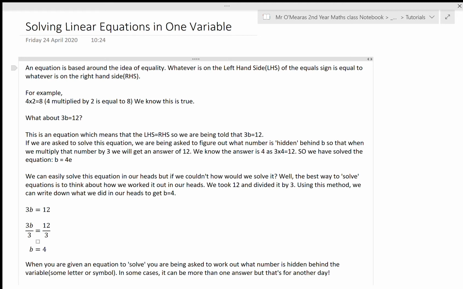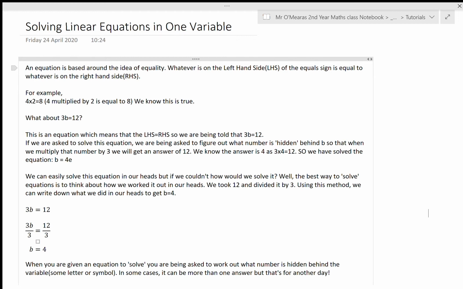Okay, we're just here looking at solving linear equations in one variable. So one variable basically just means one unknown. We'll be looking in future at equations with more than one variable. So it's important to recap a couple of basics.